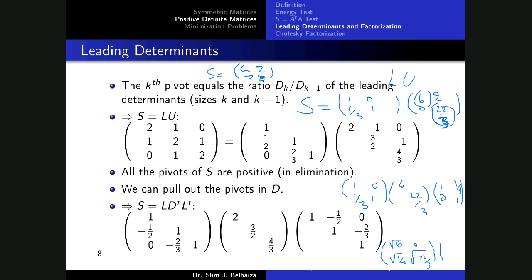And for A, I have root of 6 also. On the other side, I have root of 1/3. I have 0, sorry, and root of 22/3. So you can see that these two matrices satisfy the condition that A transpose times A equals S, and they have linearly independent columns. Okay?